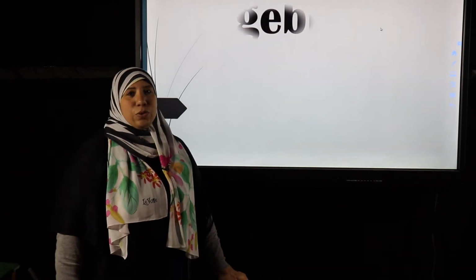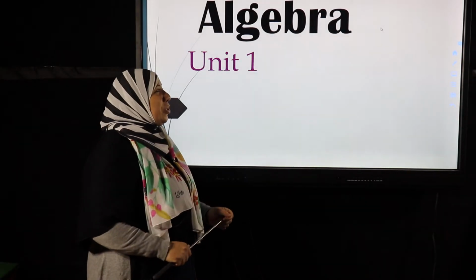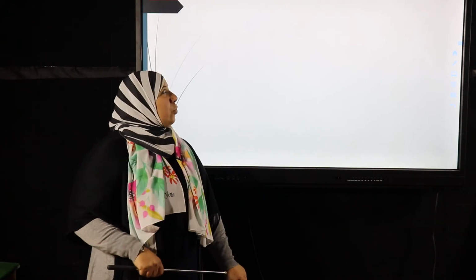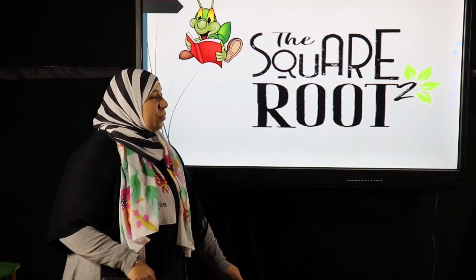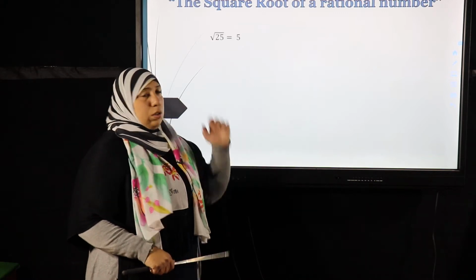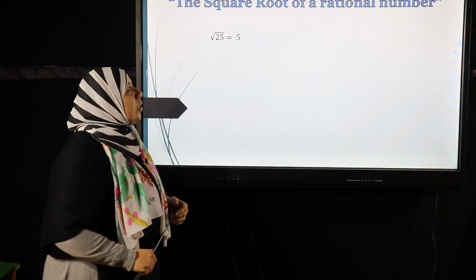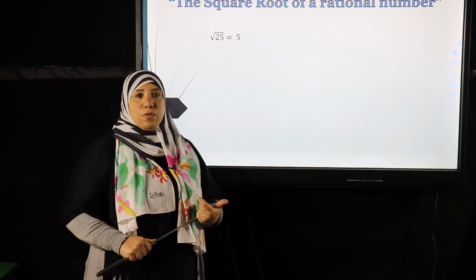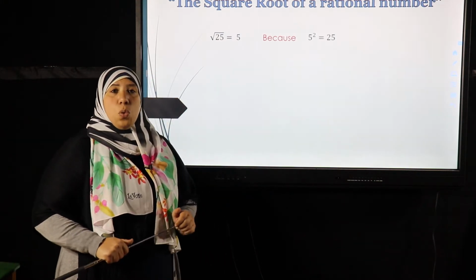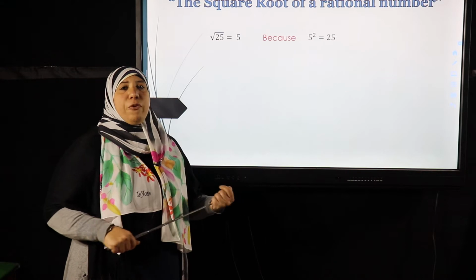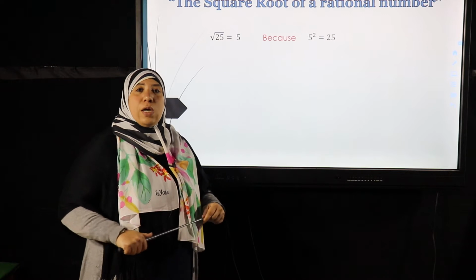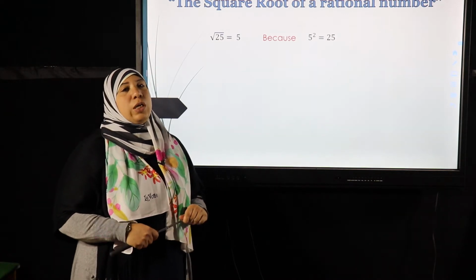Dear First Prep, today we'll start a new lesson in algebra, which is square root. What is the square root? The square root, as we took it before, is this symbol. Square root of 25 is 5, because 5 power 2 equals 25. So the square root is the inverse operation of power 2. If you know that 3 power 2 is 9, then the square root of 9 will give you 3.